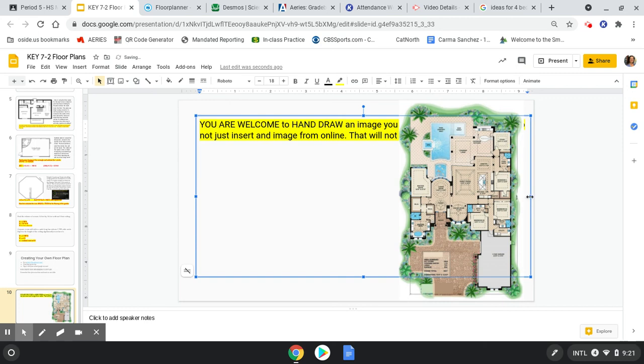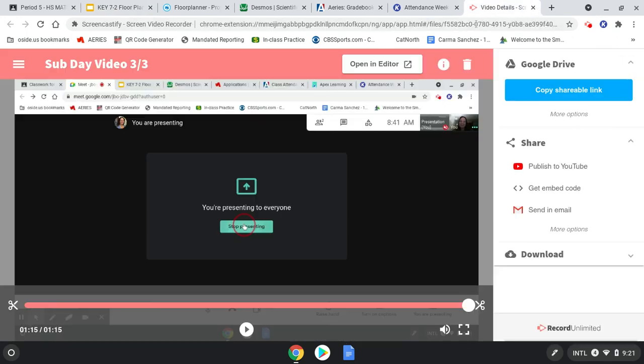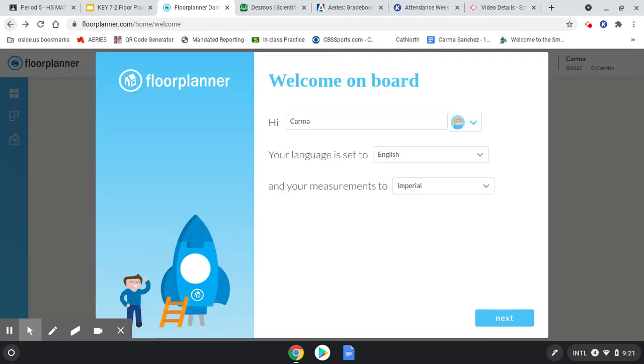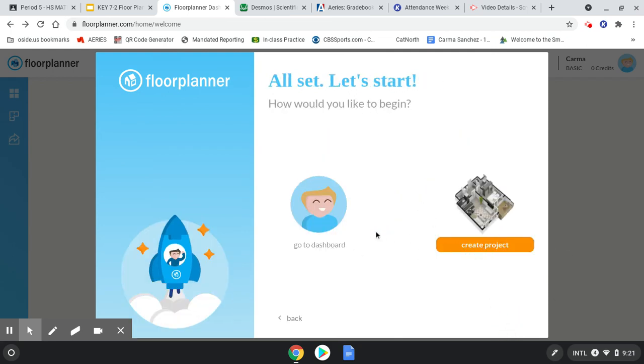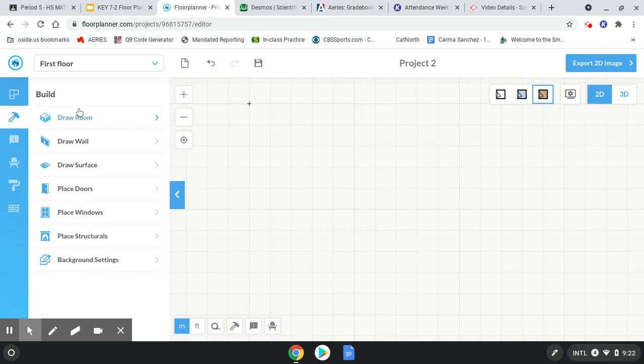So you can search and use one to copy in your hand drawing. So you are welcome to hand draw an image that you find online, but do not just copy and paste this on here, okay? Or you can go use the floor planner tool that I just exposed you to and come up with your entire house. So if I go back a couple steps here, I probably, for creating a project, would not use the wizard. The wizard looks like it's going to bring you into one specific room. I think I would just do an empty floor plan.